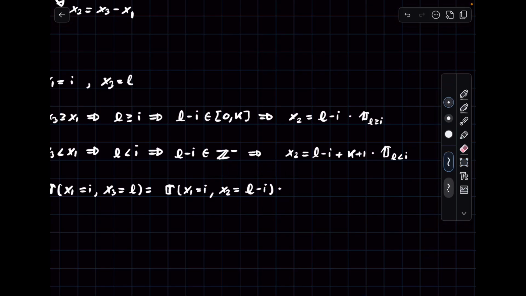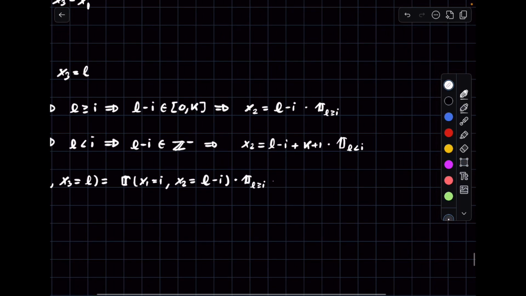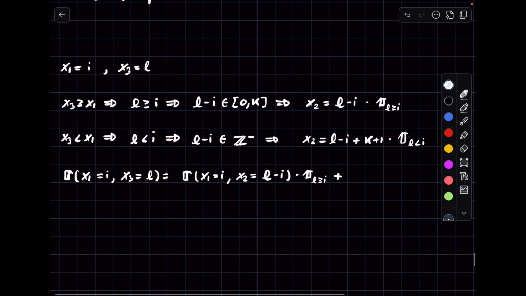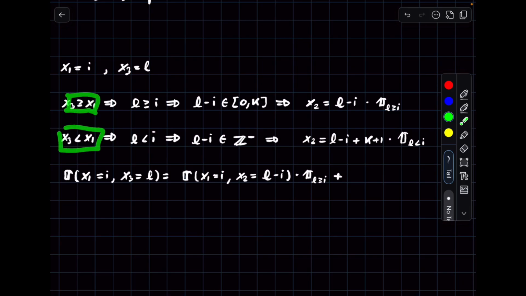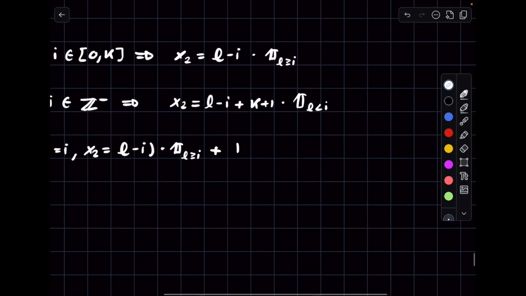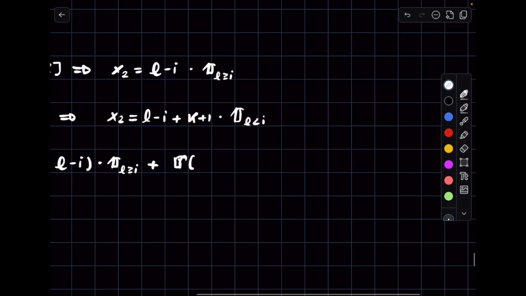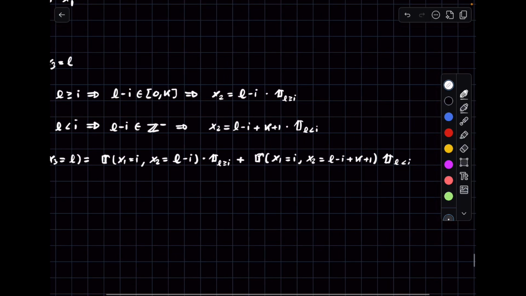Then we multiply it also by the indicator function. And we can also have the case, it's an OR case, because we can have either the case where x3 is greater than x1 or x3 is lower than x1. So to put another plus for the OR case is going to be the same thing, x1 equal I, x2, in this case, L minus I plus K plus 1. In this case, we're going to do L I.